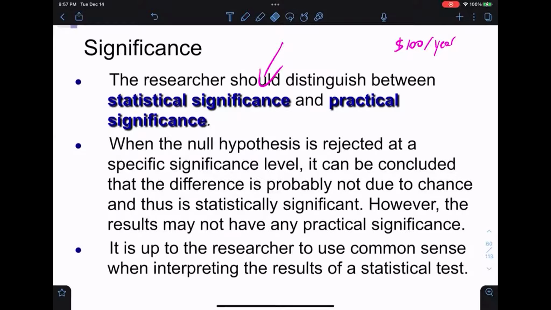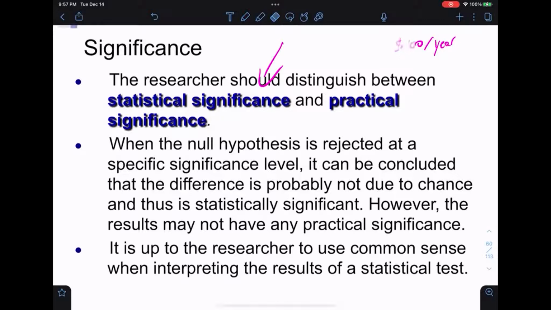So like investing money in, let's say, a college tuition for students, it might not be worth it if the increase in salary will be only 100 dollars.